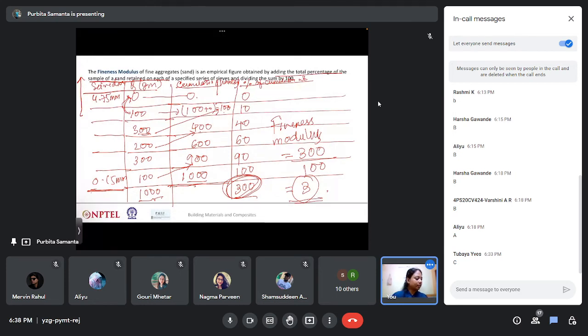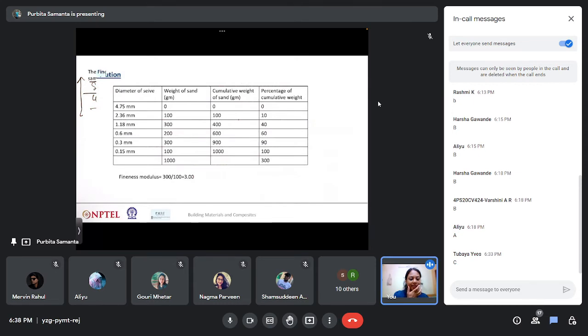Okay. So yes, Tubaya, your answer was correct. It's option C, which is 3. Okay, so this is just the solution of the same thing that I just did. You can always refer back to this one.